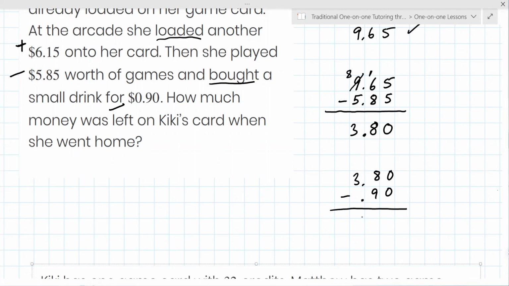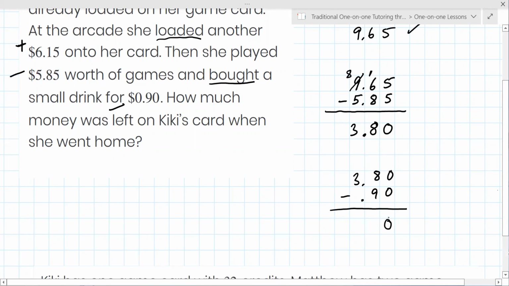3.90. Okay, so the number can't be bigger than what you started with. That's impossible. Okay, so did you subtract 0 minus 0? Yeah. Okay. What is the problem with 8 minus 9? You're supposed to subtract, but you can't. So what number should you borrow from? The 3. So when you borrow from the 3, what does it go down to? 2.